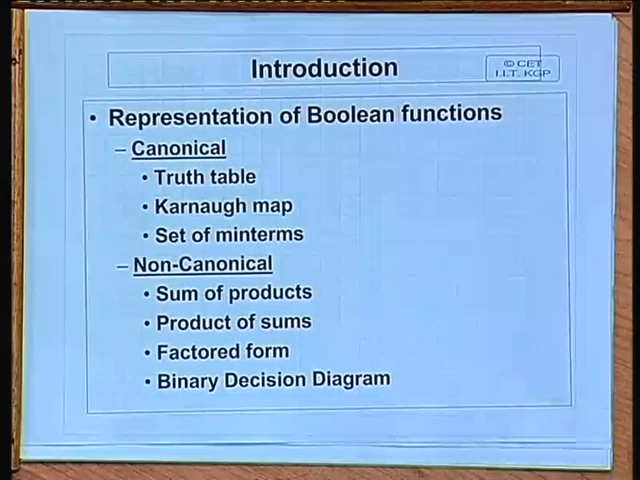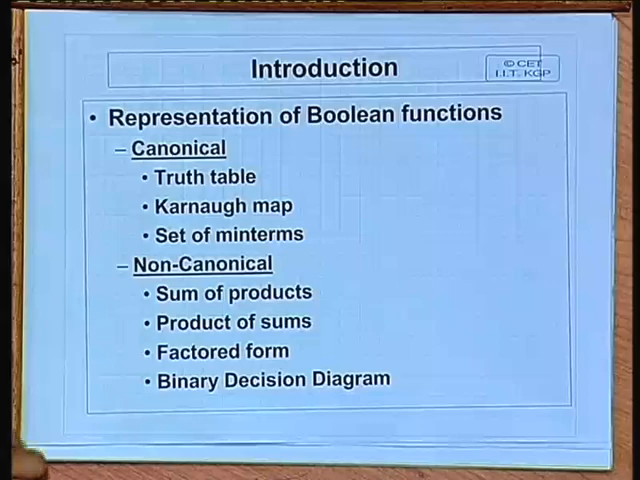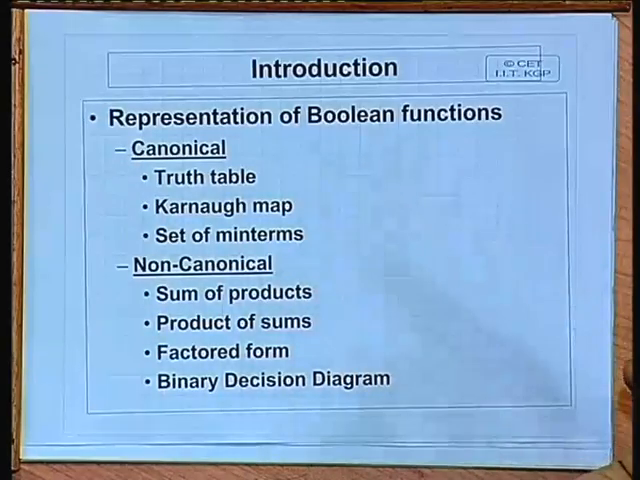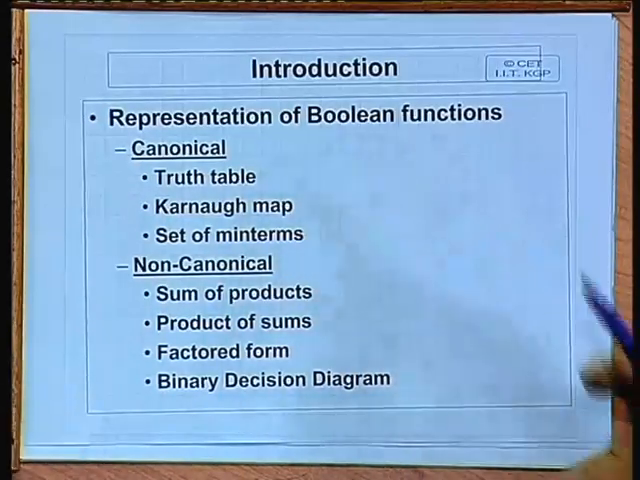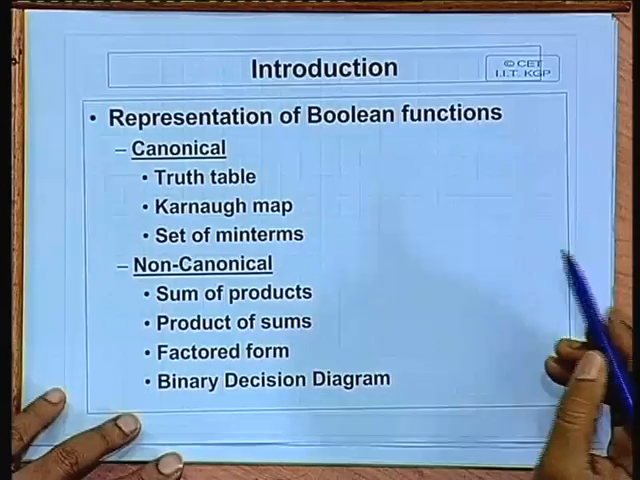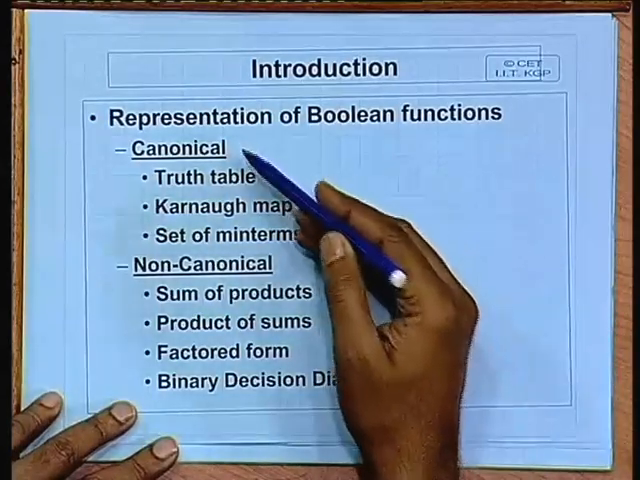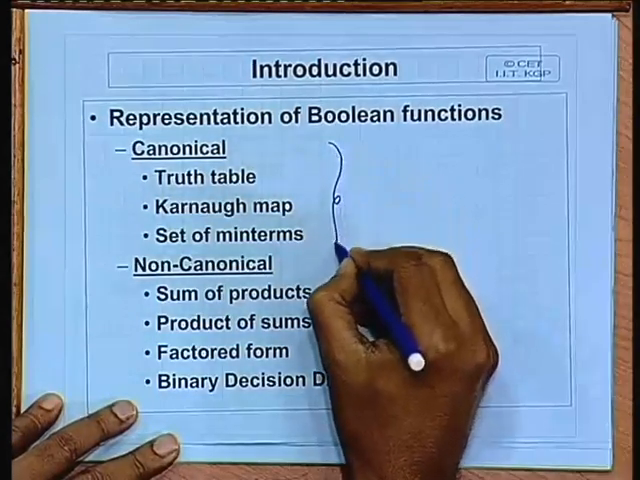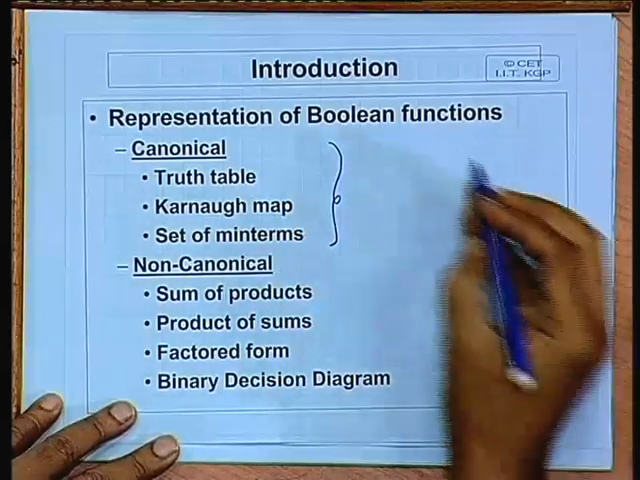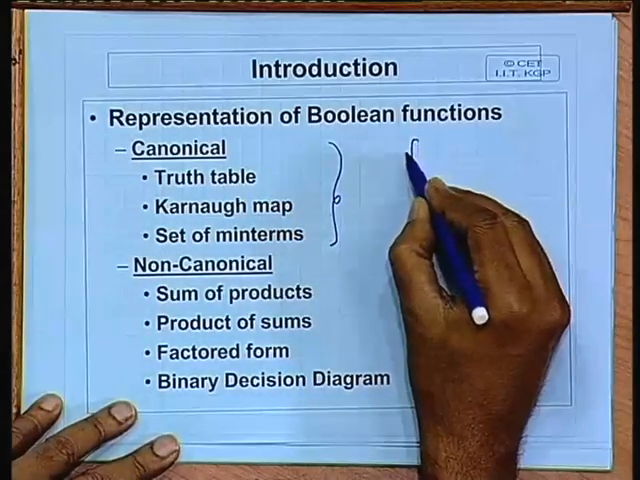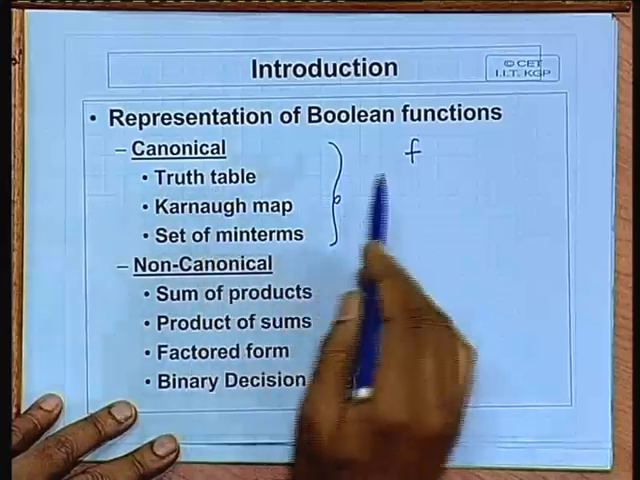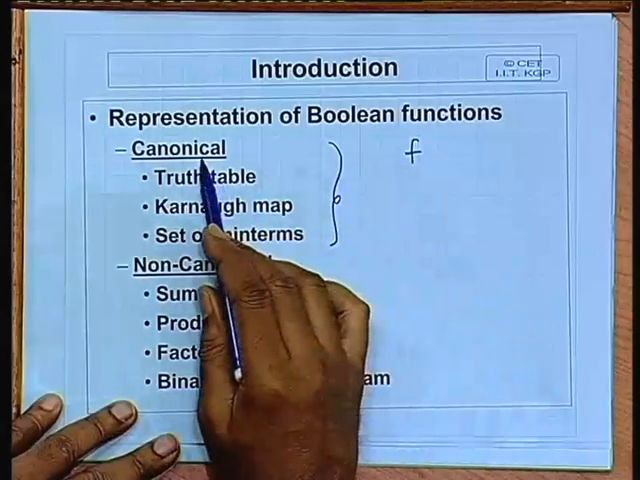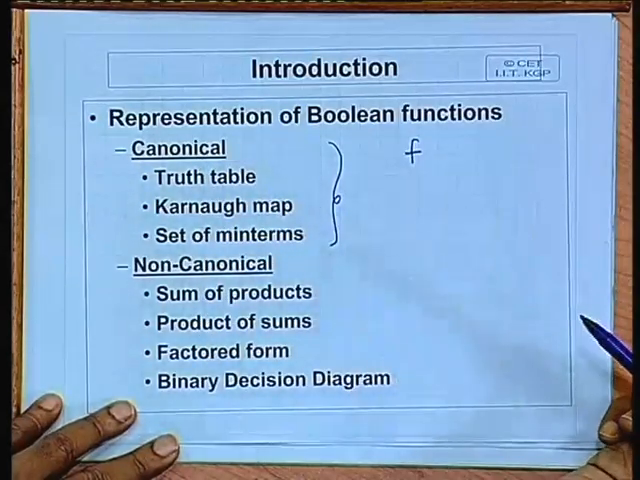Before going into the method, let us look at some alternate representations of Boolean functions. Well, when we are talking about representing a Boolean function, there are broadly two ways of doing so, canonical and non-canonical. Canonical means these representations are unique. Given a particular Boolean function f, you can have a unique truth table, a unique Karnaugh map, or a unique set of minterms. That is why we call this the canonical representation.